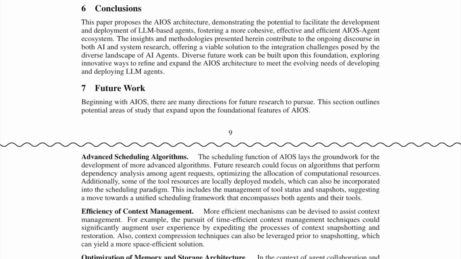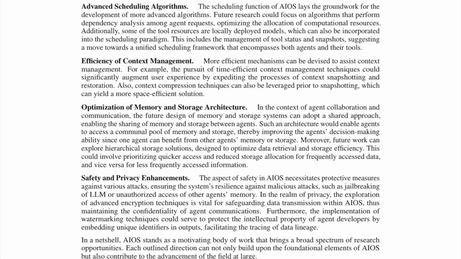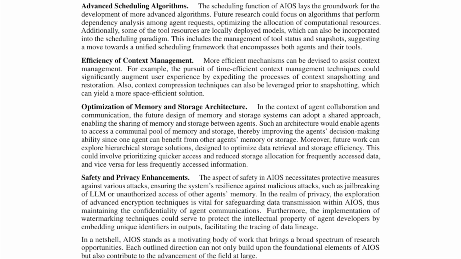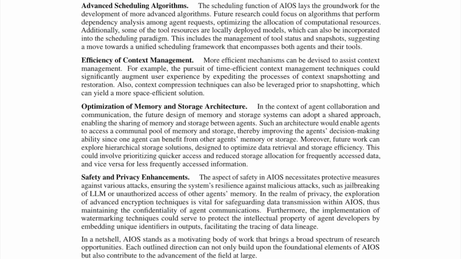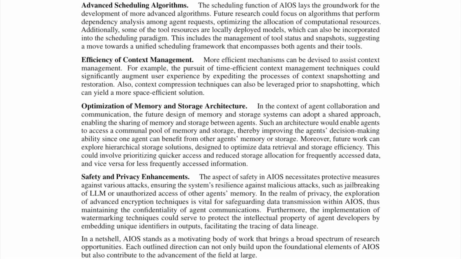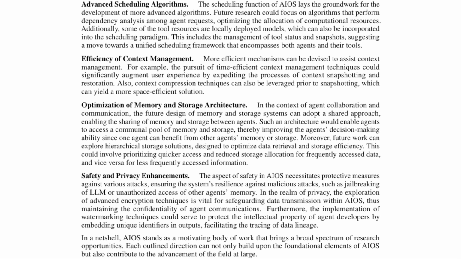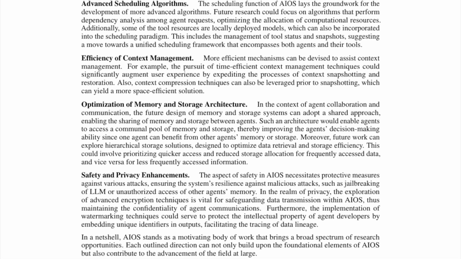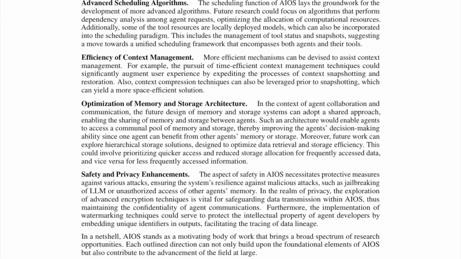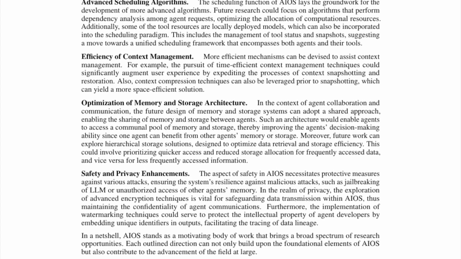Future work. Beginning with AIOS, there are many directions for future research to pursue. This section outlines potential areas of study that expand upon the foundational features of AIOS. Advanced scheduling algorithms. The scheduling function of AIOS lays the groundwork for the development of more advanced algorithms. Future research could focus on algorithms that perform dependency analysis among agent requests, optimizing the allocation of computational resources. Additionally, some of the tool resources are locally deployed models, which can also be incorporated into the scheduling paradigm. This includes the management of tool status and snapshots, suggesting a move towards a unified scheduling framework that encompasses both agents and their tools.